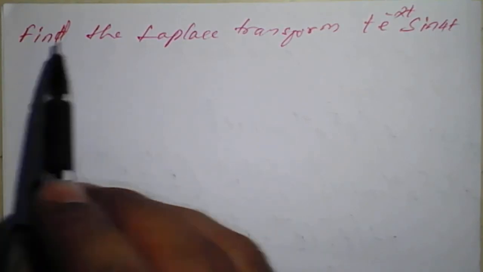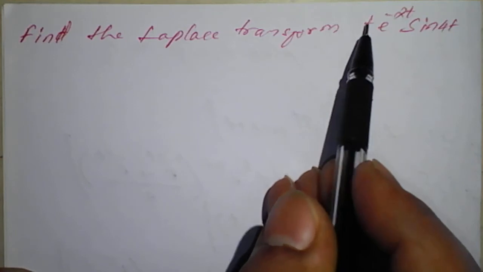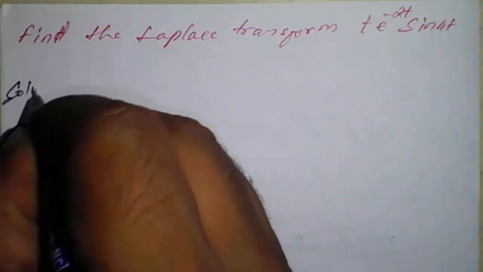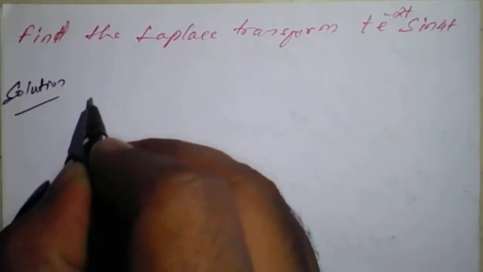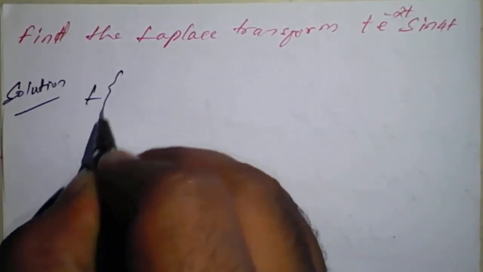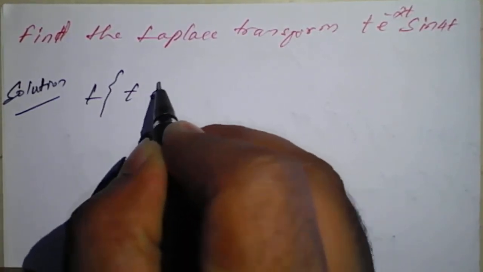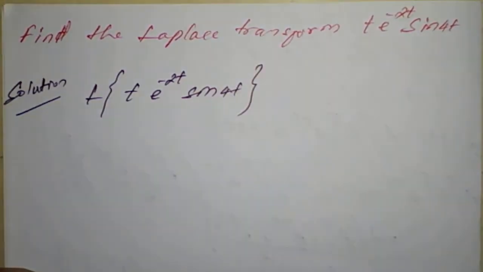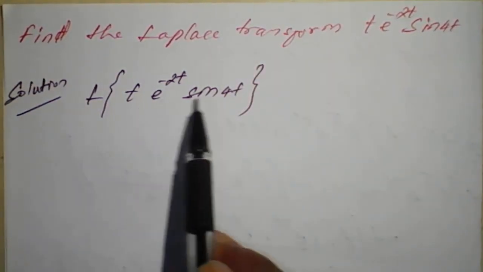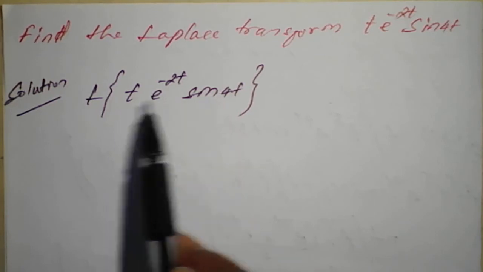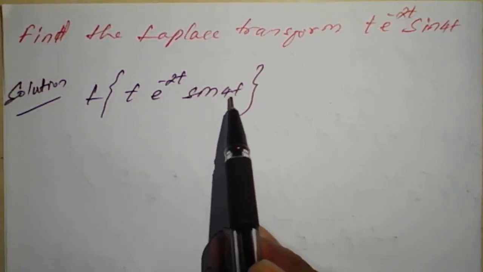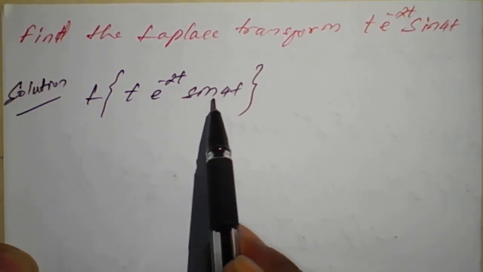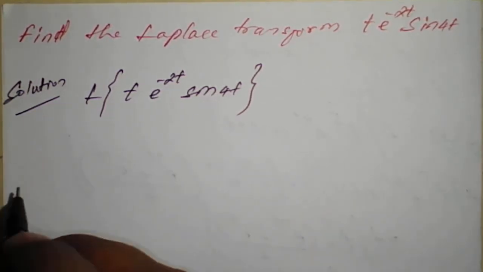The next example is: find the Laplace transform of t into e raised to minus 2t into sine 4t. So, solution. We need to find the Laplace transform of t e raised to minus 2t into sine of 4t. See here, we cannot simplify anything. We have three functions: t, e raised to minus 2t, and sine 4t. Because sine 4t is a trigonometric function we cannot simplify, so we'll start one by one.